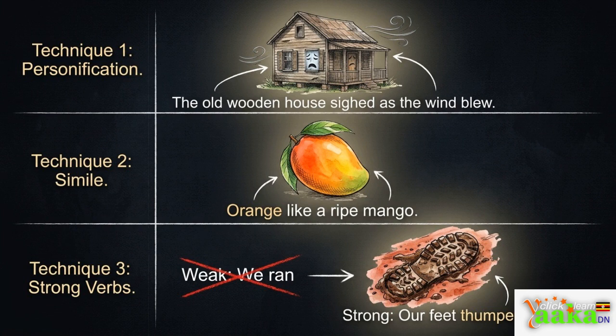Second, the simile. Comparing 2 things using "like" or "as" builds immediate visual clarity. Describing the sky as "orange like a ripe mango" gives the reader a precise, familiar color to picture.